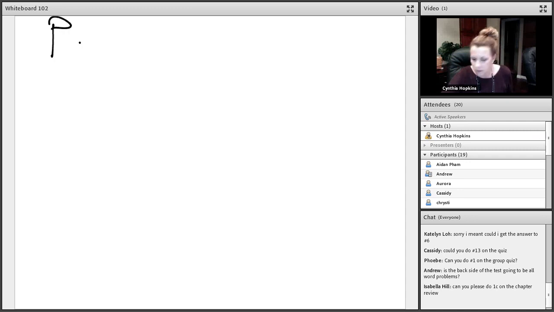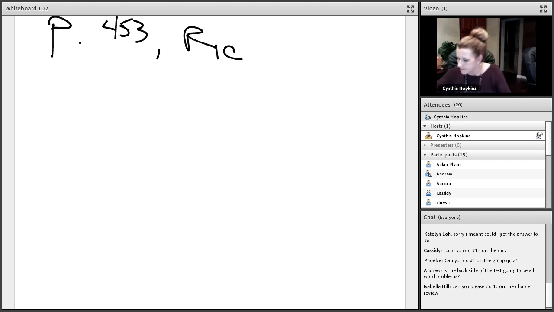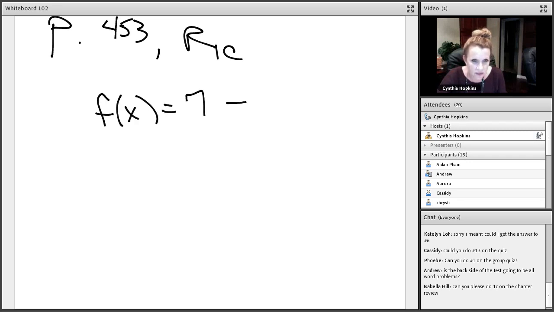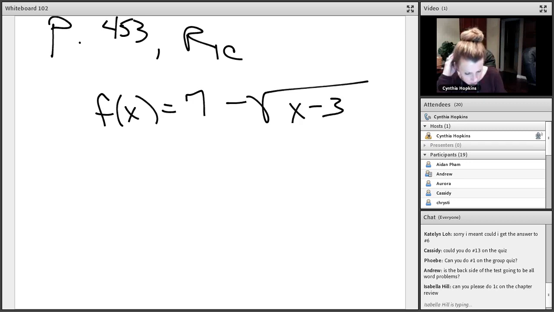So this is, let's see, page 453. And I'm doing R1C. Okay, so in R1, they started out by telling us that f of x equals 7 minus the square root of x minus 3. All right, so they asked you to tell the domain, they asked you to find f of 28, and now they're saying find x if f of x equals 1. So instead of this f of x, I'm going to plug in a 1.